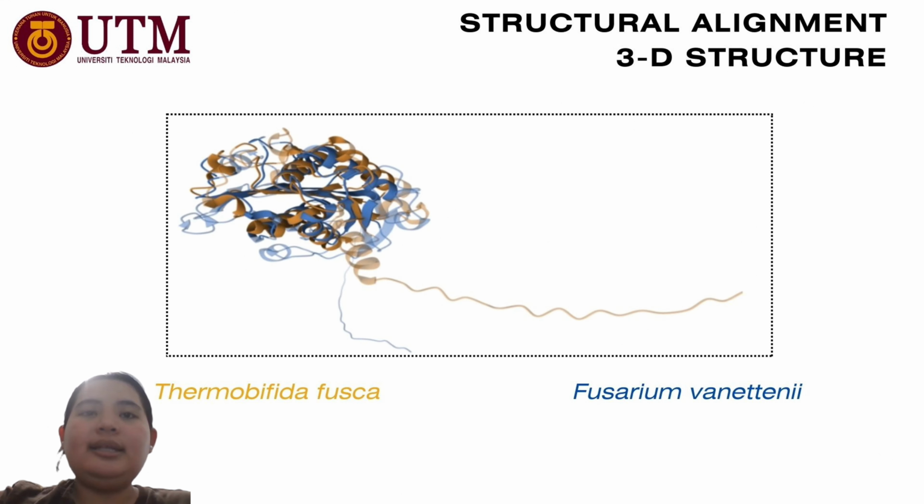Finally, I will discuss the alignment of the 3D structure between Thermobifida fusca and Fusarium vanettenii. The structural alignment indicates a slight difference in shape between the two proteins. This difference could be due to variation in their sequences or the presence of unique structural elements, which might affect their functions and interaction with other molecules.